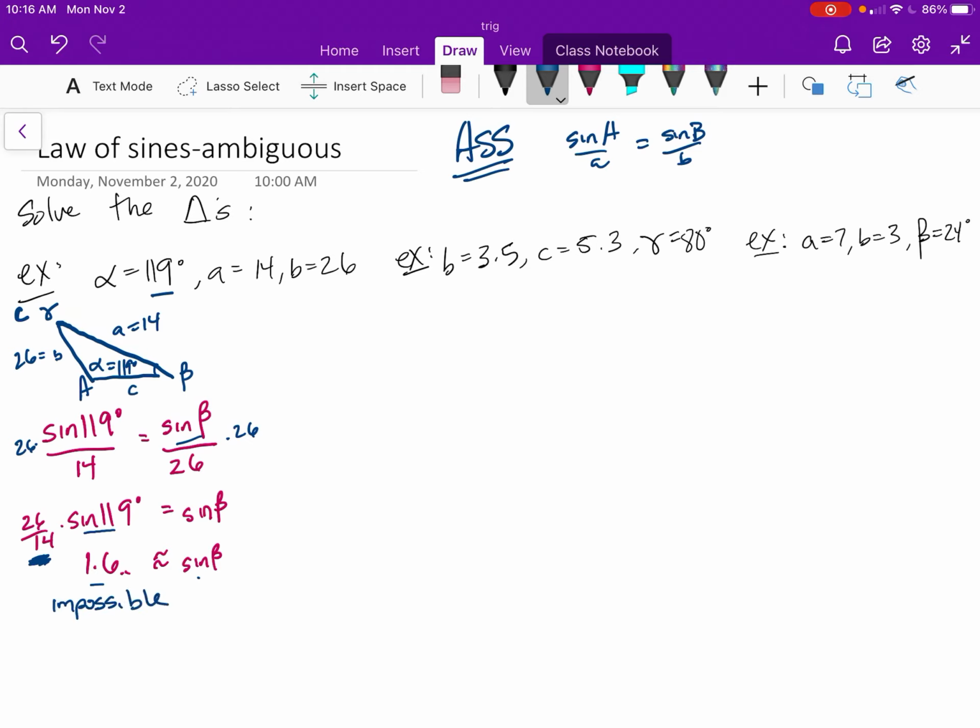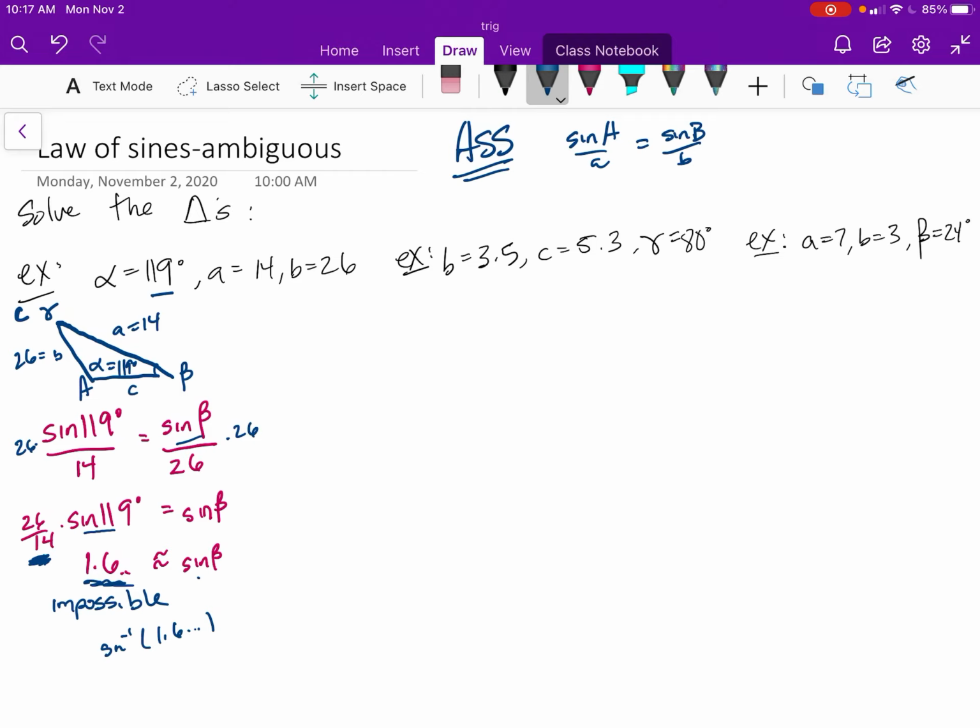And even if you forget, how do you finish this? You do sine inverse in your calculator of the 1.6, whatever that result is. Don't round, by the way. Try to get as accurate as you can for these. But with that number there, you'll get an error. You can't do that. So there's a problem with this one.